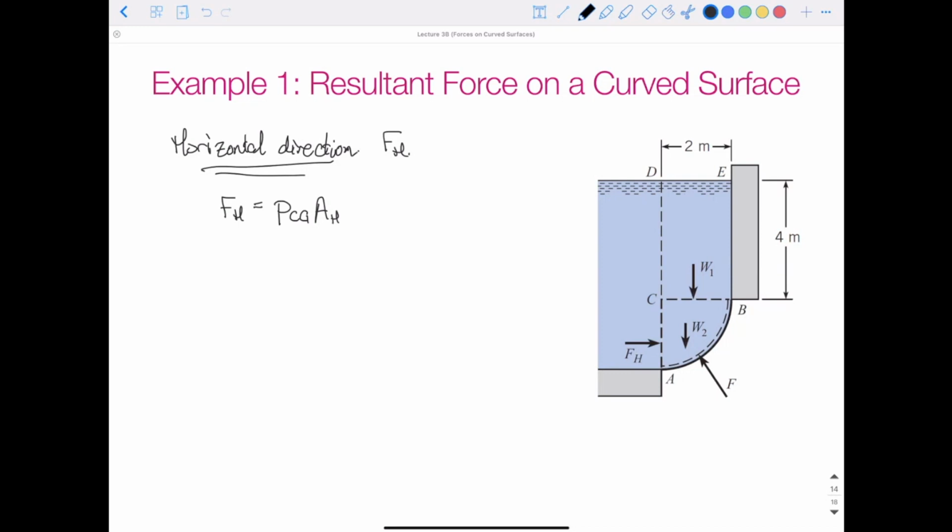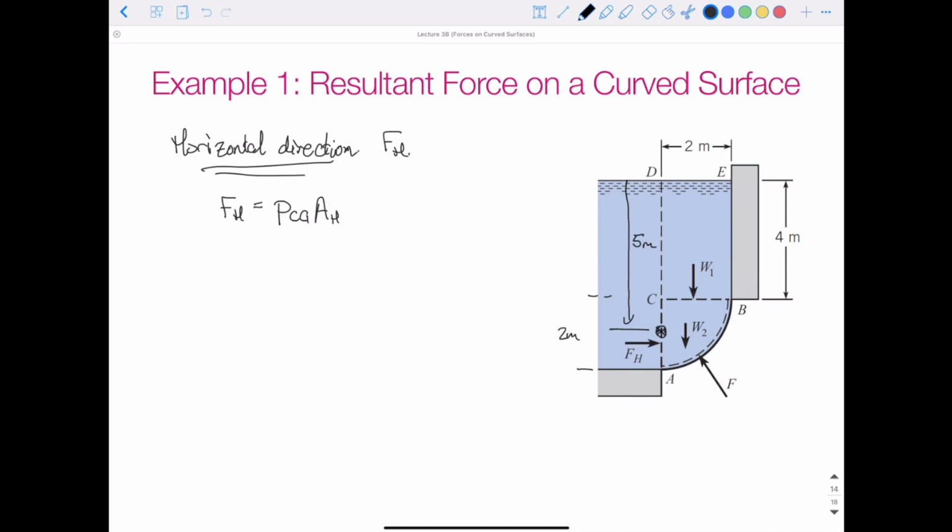If we were to look at this from the side, along the horizontal axis, it would just look like a rectangle, and a rectangle is a symmetric shape. Its center of gravity, or centroid, is right in the middle. So we can draw the centroid right here, and the distance from the surface to that centroid is going to be 4 meters plus half of the distance here, because it's a semicircle that's 2 meters. So this distance is 4 plus half of 2, which is 1, so it's 5 meters.